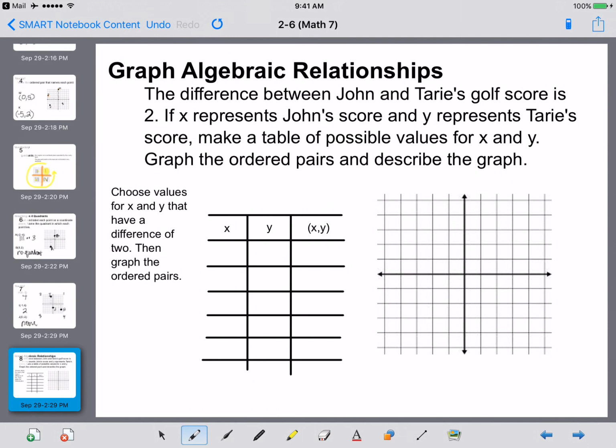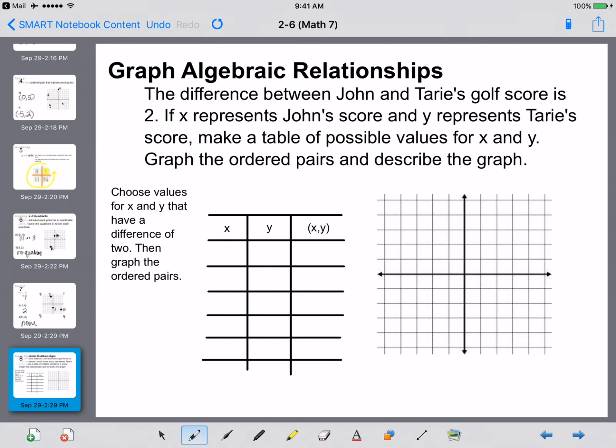Now to graph algebraic relationships. So it says the difference between John and Terry's golf scores is 2. If X represents John's score and Y represents Terry's score, make a table of possible values for X and Y, and then graph the pairs and describe the graph. So the difference between them is 2.